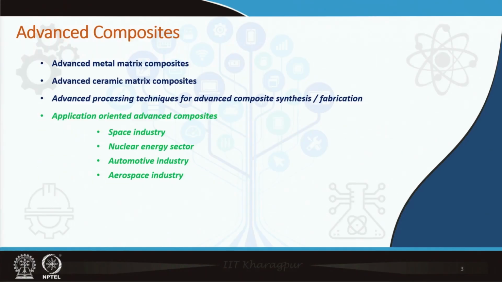Now, as I have mentioned a few times, we have divided the advanced composite topic into 4 classes. The first 3 topics we have already discussed: advanced MMCs, advanced CMCs, and advanced processing techniques to make composite materials. And now, in today's class, we will discuss the different applications where advanced composites are being used, like the space industry, nuclear energy industry, automotive industry, and aerospace industries. So, let us go one by one.